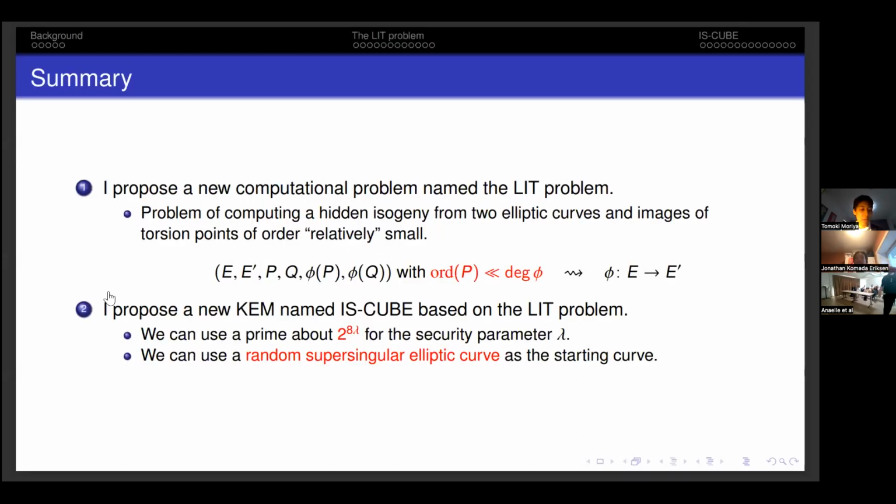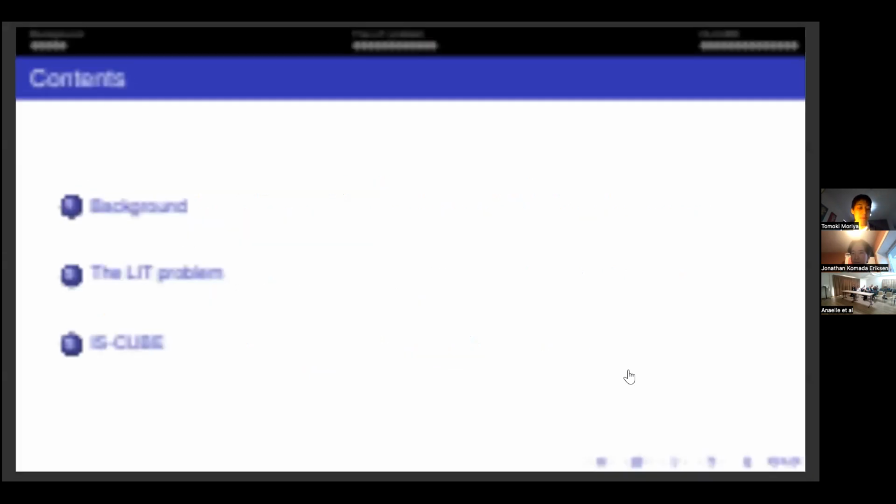Next, I propose a new key encapsulation mechanism named Ice Cube based on the LIT problem. The first property of Ice Cube is that we can use a prime of about 2 to 8 lambda for the security parameter lambda. The second property is that we can use a random supersingular elliptic curve as a starting curve. Okay, this is an easy summary of my talk today.